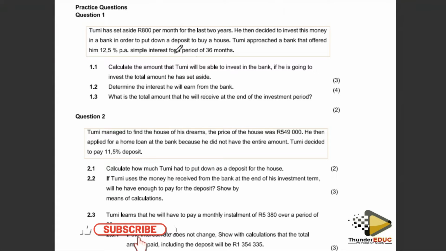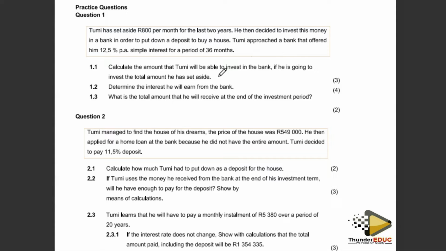Questions that we're going to look at, and this is simple interest. Tommy has set aside 800 per month for the last 2 years. He then decided to invest this money in a bank in order to put down a deposit to buy a house. Tommy approached the bank that offered him 12.5% per annum simple interest for the period of 36 months. Calculate the amount that Tommy will be able to invest in the bank if he's going to invest the total amount he has set aside.